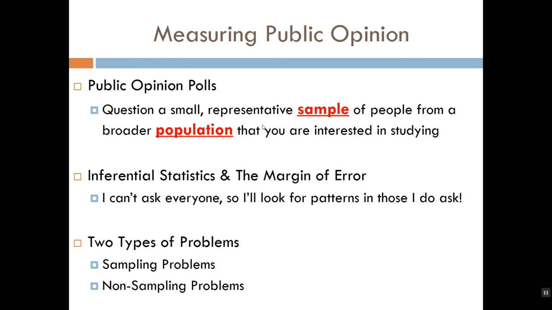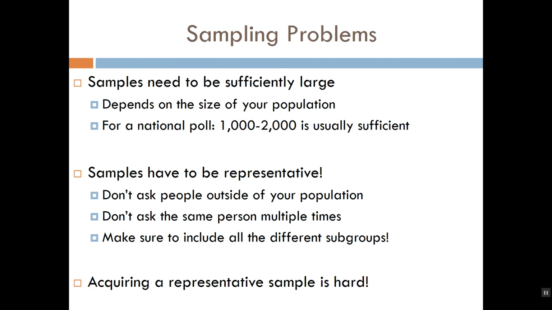So remember, a sampling problem is ultimately a problem with a sample of a poll, which undermines its inferences about the population. And the most obvious type of sampling problem is that the sample might not be large enough. If your sample is too small, it will not provide you with a good basis from which to make general inferences about the population as a whole.